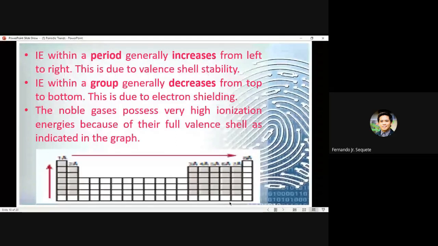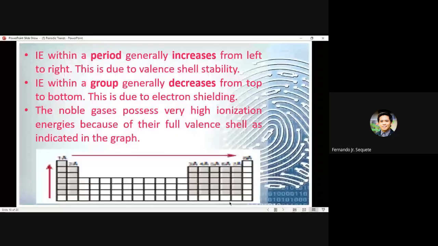Now remember, kung babalik tayo sa unang parte nito, which is your atomic size, 'di ba yung atomic size natin lumiliit from left to right? Ang pinakamaliit nandito sa right na portion. Therefore, it is expected na when it comes to ionization energy, period will increase from left to right. Okay?